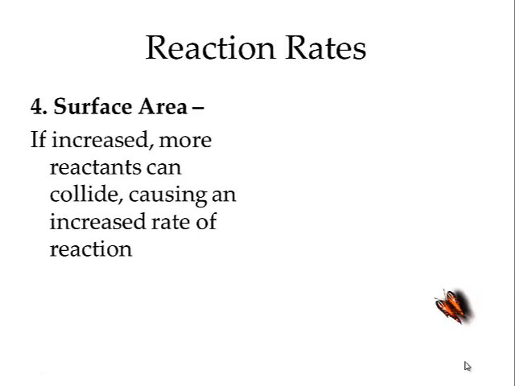The last factor that can affect the reaction rate is the surface area, or the amount of area exposed of the reactants that you're dealing with. If you increase the surface area, more reactants can collide, and that causes an increased rate of reaction. This is the exact same idea as when we talked about surface area with solutions. The higher the surface area, the faster the substance dissolves. It's the same exact idea. More surface area is exposed, that allows for more collisions, which allows for a higher rate of reaction.